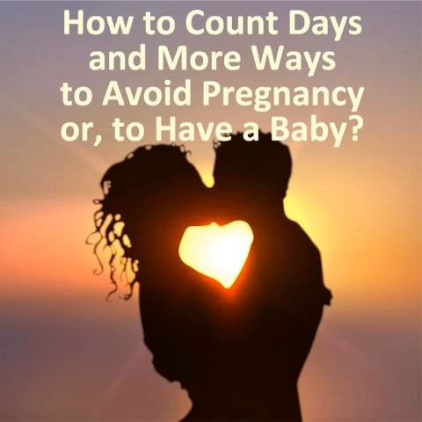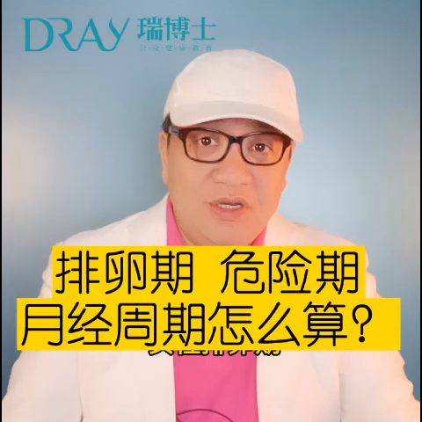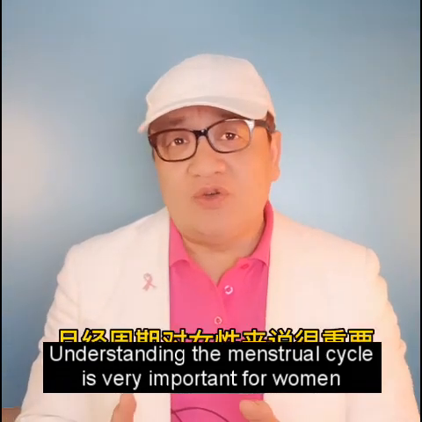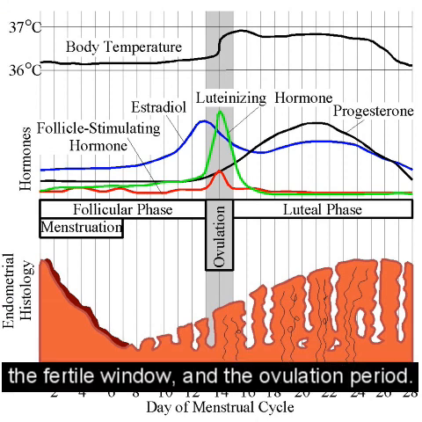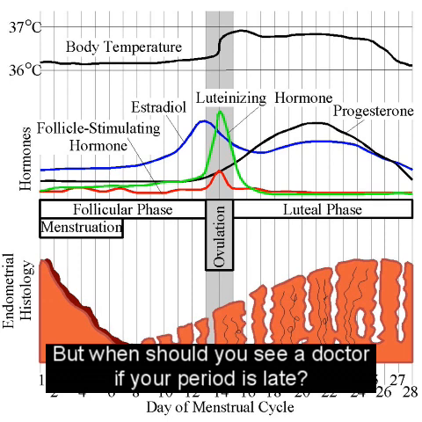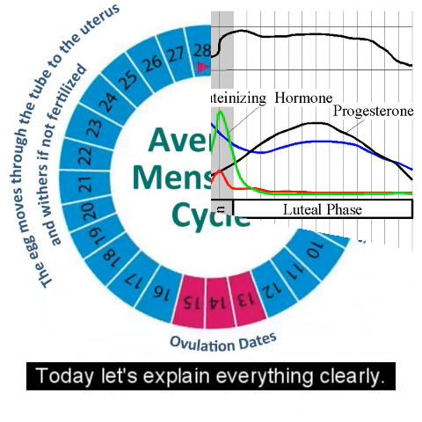Today's topic is how to count days and more ways to avoid pregnancy or to have a baby. How to calculate a woman's ovulation period, fertile window, and menstrual cycle. Understanding the menstrual cycle is very important for women, as it indicates overall health, the fertile window, and the ovulation period. A missed period is one of the signs of pregnancy, but when should you see a doctor if your period is late? Today, let's explain everything clearly.